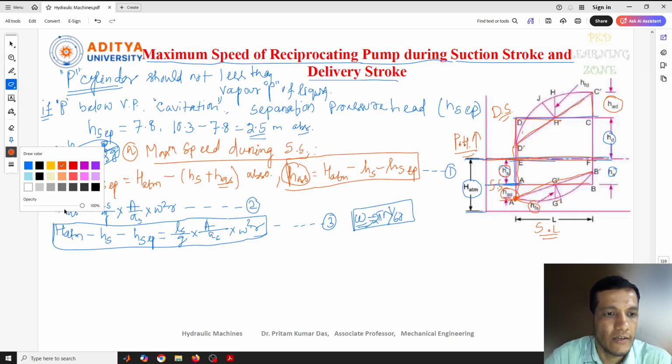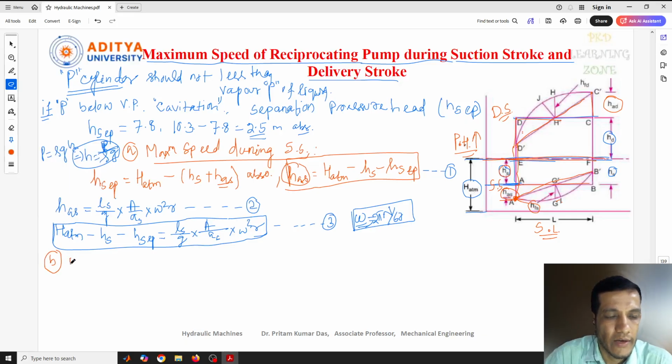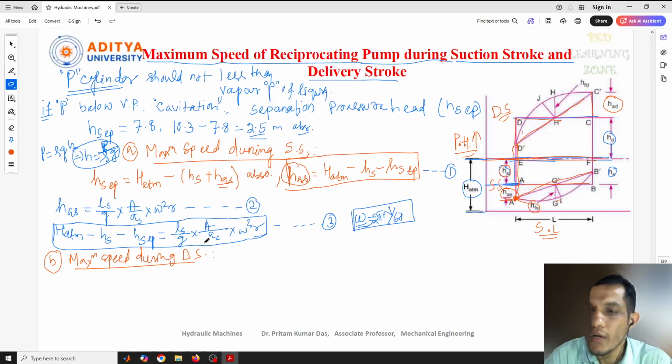The second condition is, similarly, we can write the maximum speed during the delivery stroke. A similar concept will be taken for this also. This is our delivery stroke time. Once you start from here, the delivery stroke starts. So what is the probability of separation of pressure? During the delivery stroke, separation can be possible at the end of the delivery stroke, at this point. This is the start of the delivery stroke and this is the end of the delivery stroke.